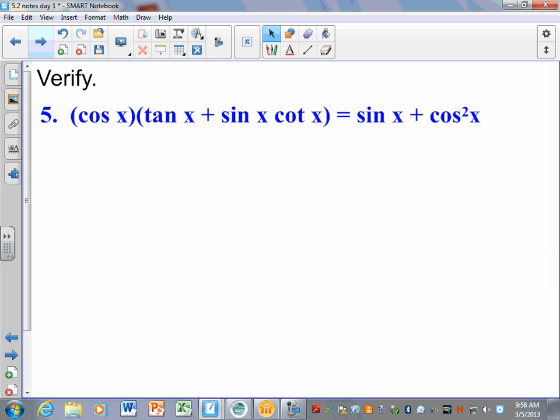And again, there's more than one thing to do. Yeah, I would probably distribute there. Distribute that cosine. And then maybe we have some other stuff to do in there. But again, show me the work here. So don't jump to the conclusion that the answer is sine of x plus cosine squared of x. So I'm going to write that as cosine of x times tangent of x plus, this is just going to be a big old cosine of x times sine of x times cotangent of x.